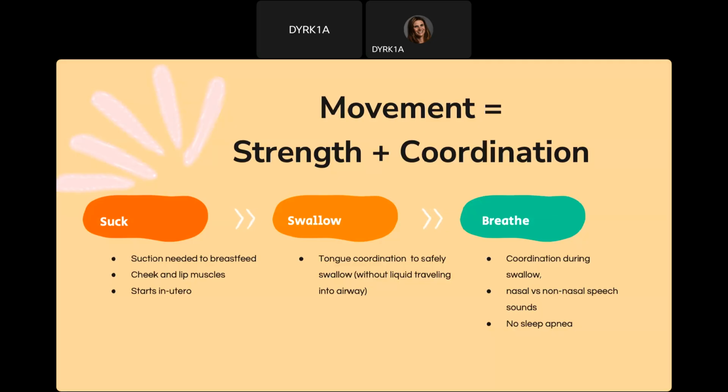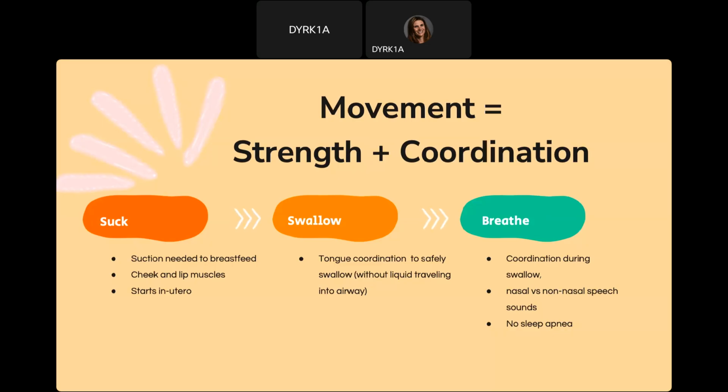In terms of suck, we suction our tongue, we swallow, and we breathe. Well or not well, but we have to breathe. And then specifically for children, though, we need suction first to breastfeed. If we don't have enough suction or don't have enough support structurally in our cheeks, that suction is going to be weak. You're going to experience breastfeeding challenges, pain, or you need to transition to an NG tube, things like that. And then the swallow, we need coordination to safely swallow without liquid traveling to the airway.